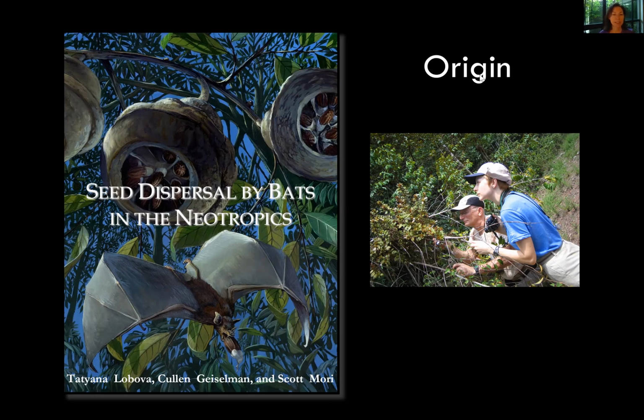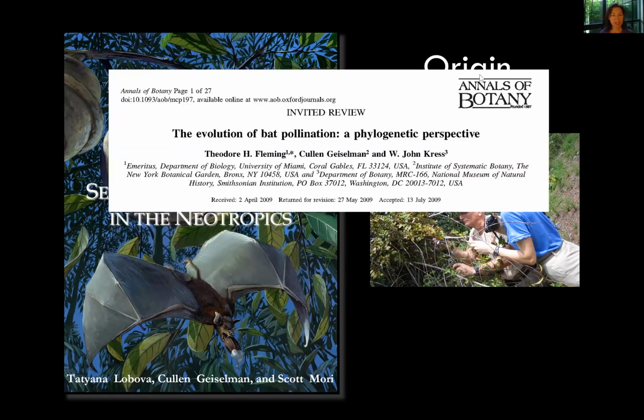And my actual dissertation was about pollination. So I was focused on bat pollination. We started putting in information about pollination into the database, all focused on the Neotropics. And luckily, that information was also available online for folks to use. And we produced another publication called The Evolution of Bat Pollination, a Phylogenetic Perspective, with Ted Fleming and John Kress.